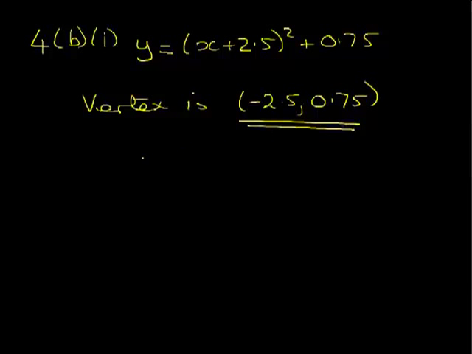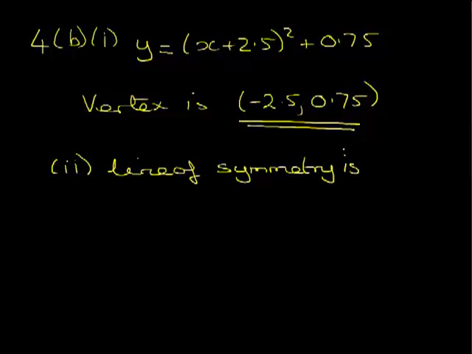For Part B, Part 2, the equation of the line of symmetry of the curve. This is going to be a vertical line, so it's going to be x equals, and it's going to go through the vertex. So x equals minus 2.5 is the answer.